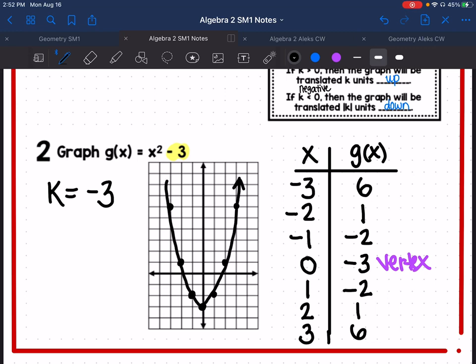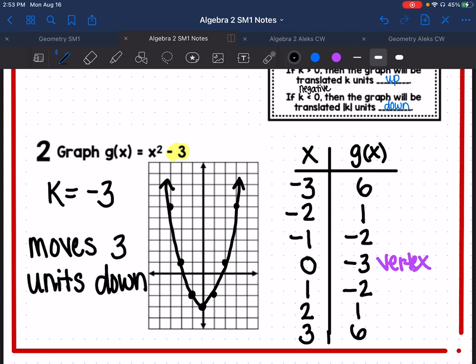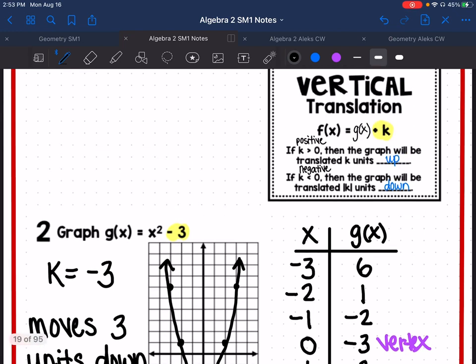And if you go back and compare this to the parent, or if you use this rule, since my k is negative, I would say it moves my graph 3 units down. Okay, now take a look at specifically where K was. K was always after the parent function. K is always after the parent.